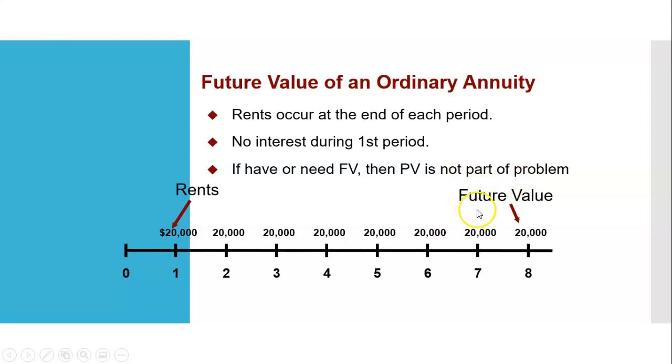So in this timeline you see here, the future value is what we need. The rents are the $20,000 a piece, and we would have to put the interest and the number of periods. Obviously, in this case, 8 periods, and the rents are happening at the end of each of the 8 periods. And we do not have a present value. We don't talk about it. We don't need it. We don't have it in our formula.